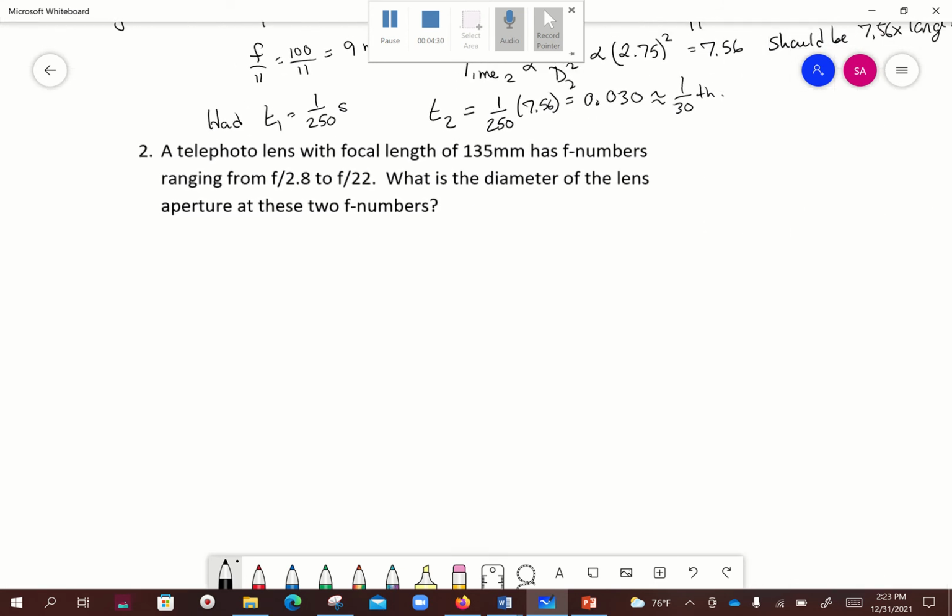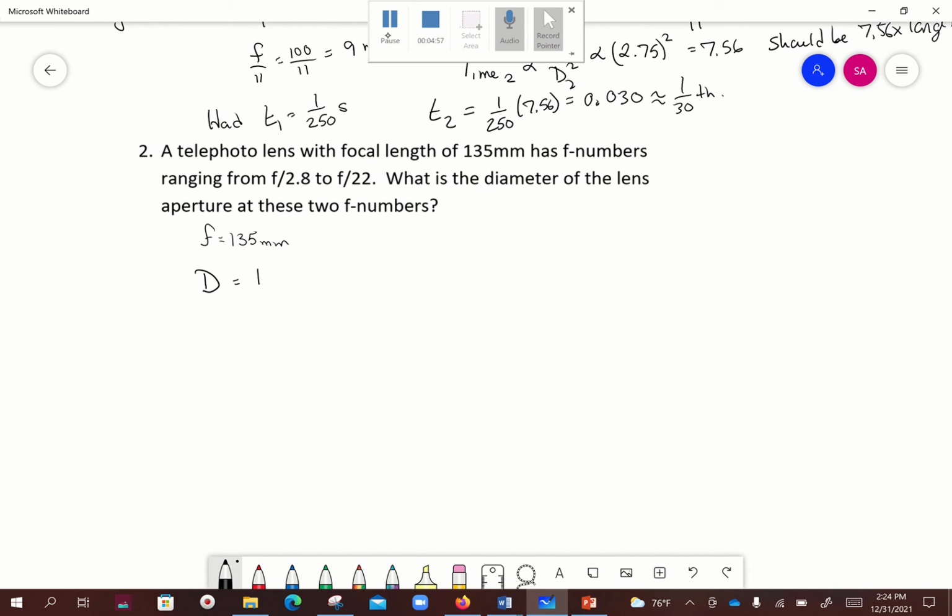Okay, so now I've got a telephoto lens that's got a focal length of 135 millimeters. I'm told it has f numbers ranging from f/2.8 to f/22. So f/2.8, that should be a wider opening. f/22 is a very small opening. So we want to know what's the diameter of the lens aperture. Well, I already worked something like that, an example for 100 millimeters.